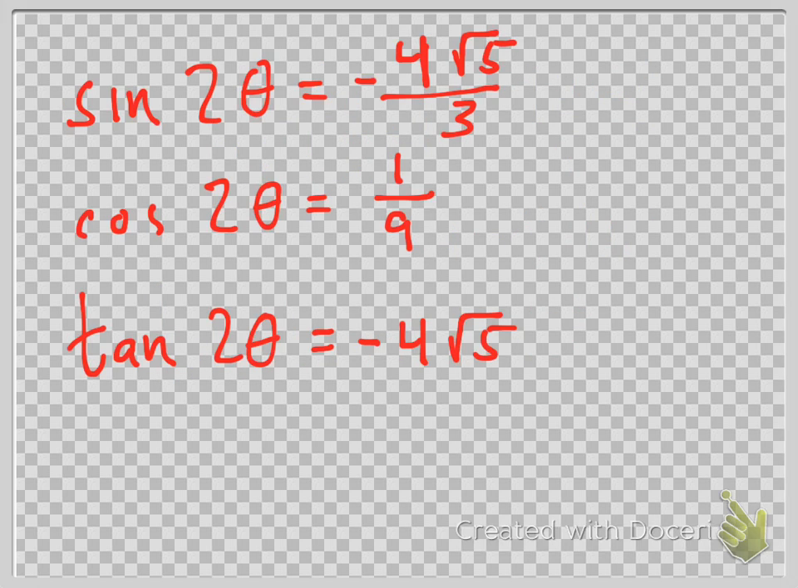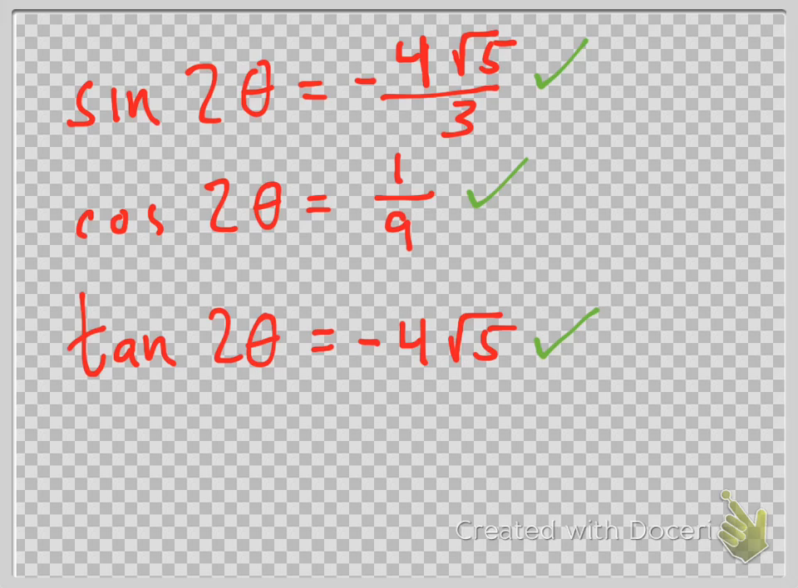So to sum up our results here, when we calculate the value of sine of 2 theta, we get negative 4 root 5 over 3. When we calculate cosine of 2 theta, we get positive 1/9. And when we calculate the tangent of 2 theta, we get negative 4 root 5. And that's it. That's the whole job of using those double angle formulas. It's just a matter of plugging numbers into the formulas and calculating the result.